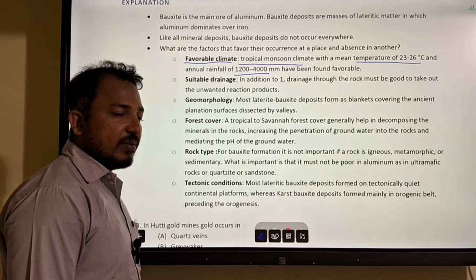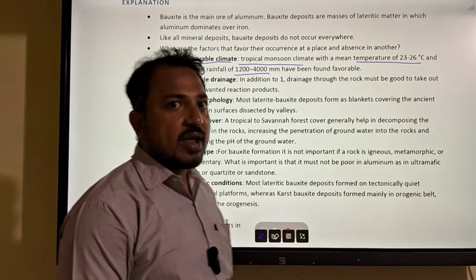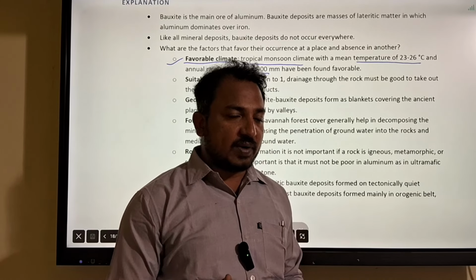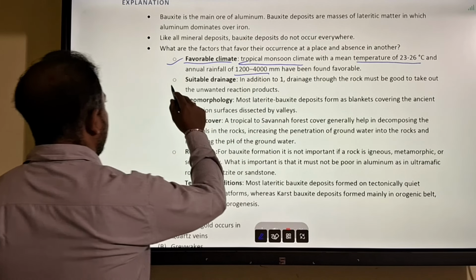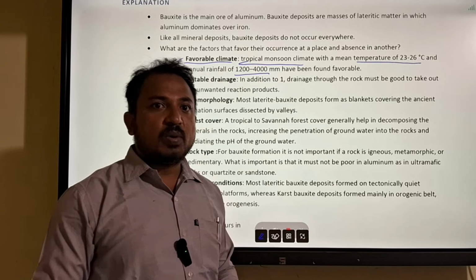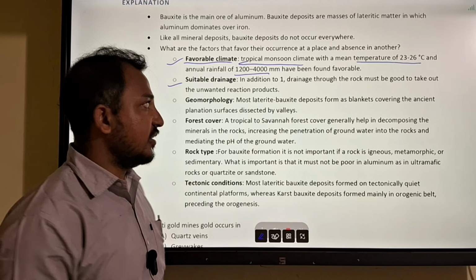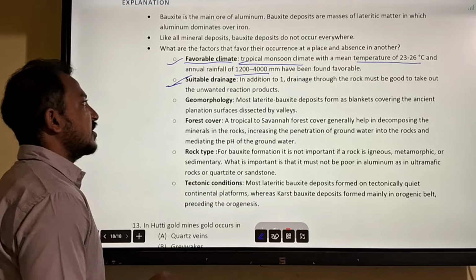It is very favorable for your bauxite deposition, because as we are talking about chemical weathering, we require water. So this is the favorable condition. Then suitable drainage. Why do we require drainage? To remove all the unwanted constituents from that region. That's why we will require a good or suitable drainage system.